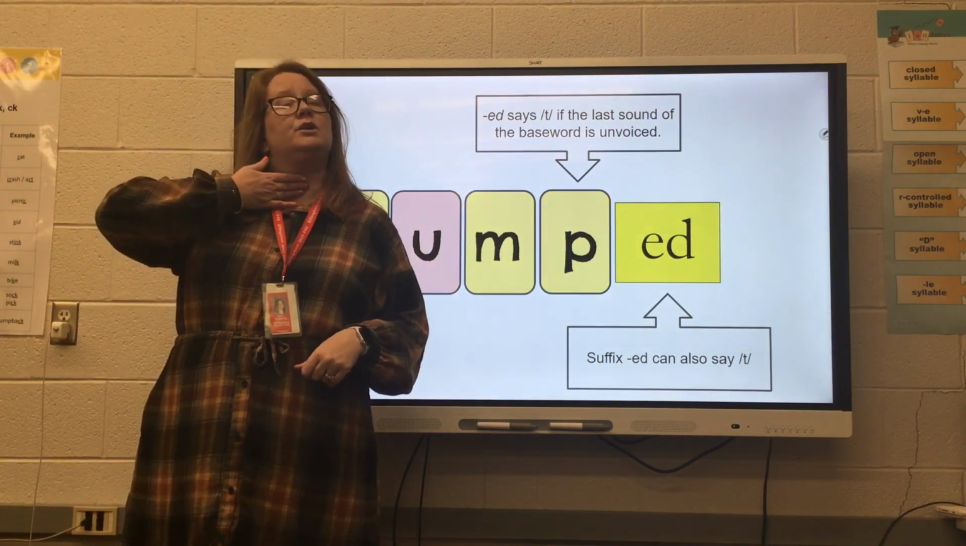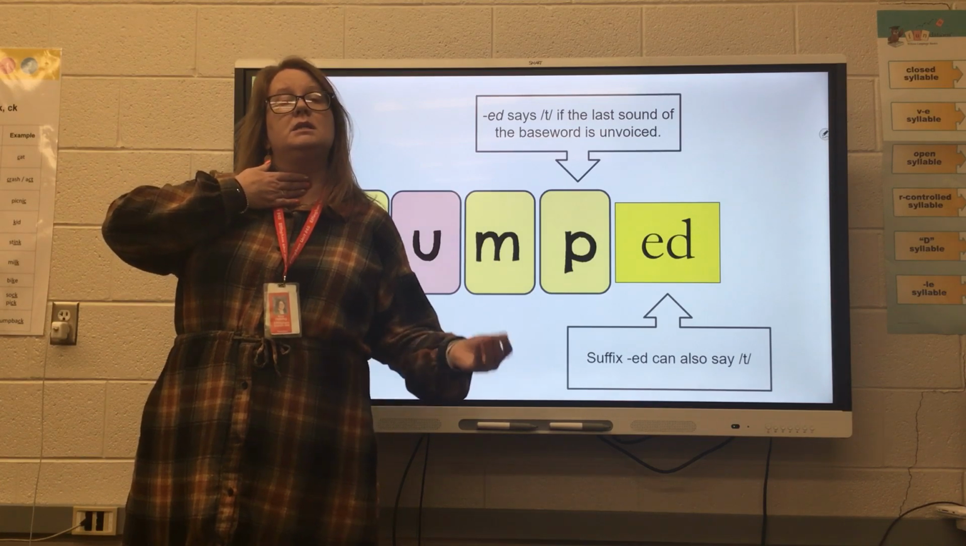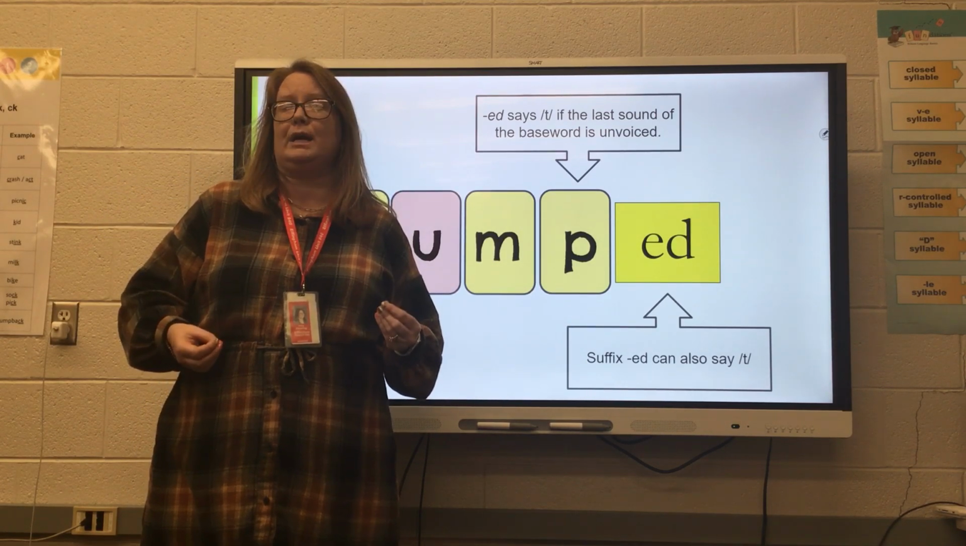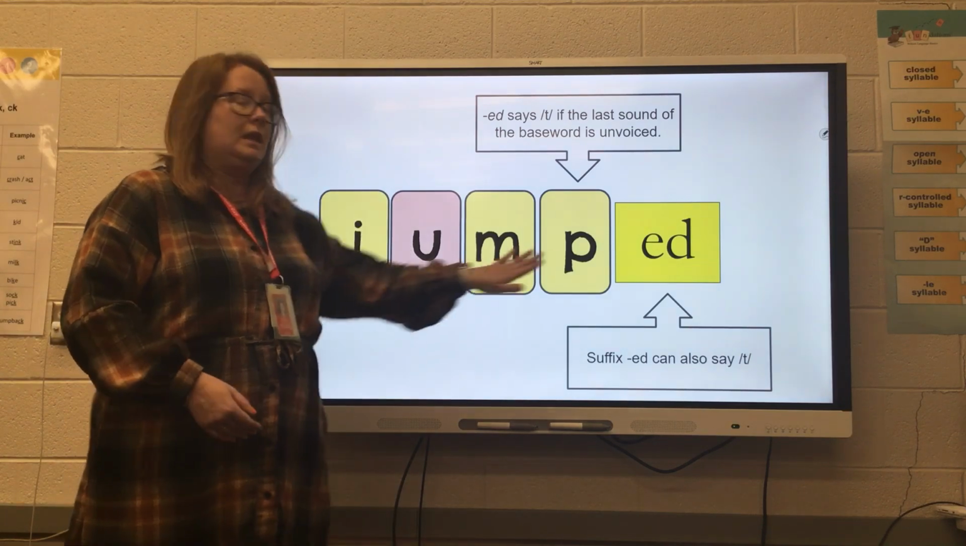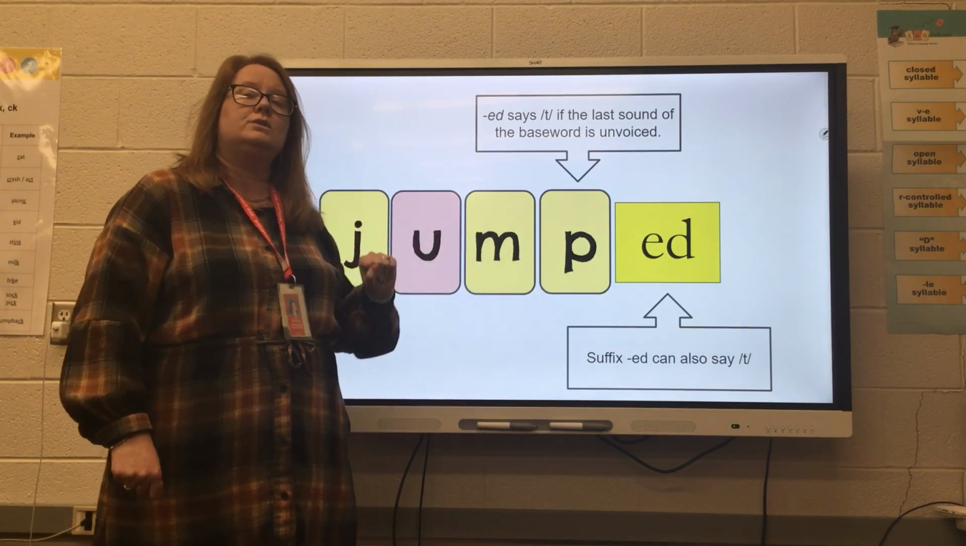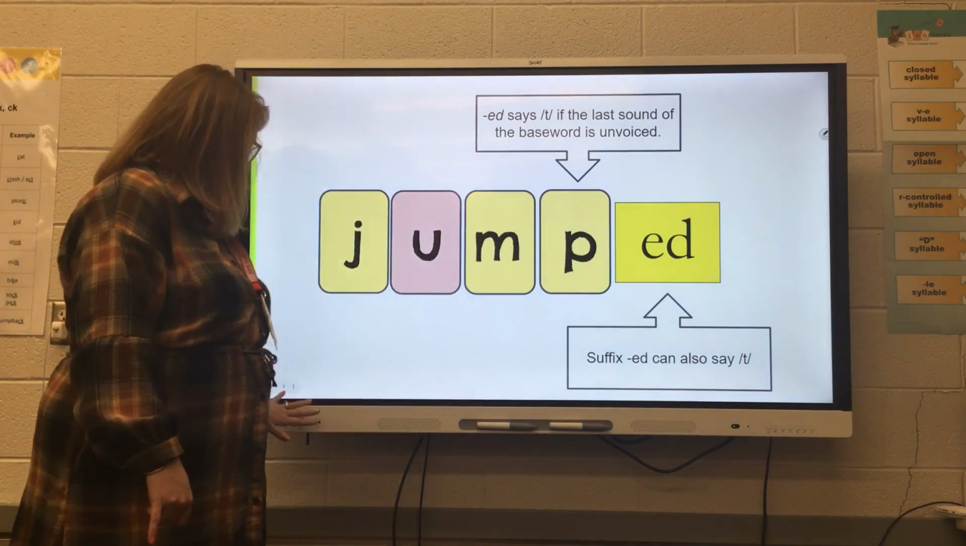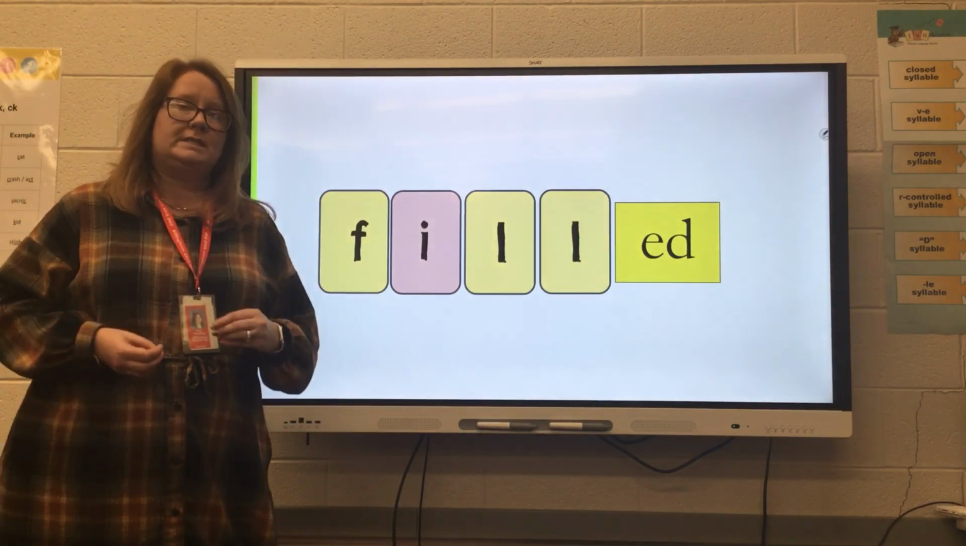Put your fingers back on your throat and make the sound t. Once again, your vocal cords aren't vibrating. So when a word ends with an unvoiced sound, we use the unvoiced sound t for ed. There's one more sound though.